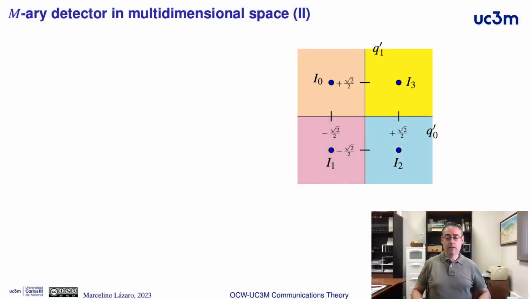In multidimensional spaces, the exact calculation of the symbol error rate is only possible in very few cases. When it is not possible, approximations or bounds of the probability of error are useful. We'll discuss this in this video.